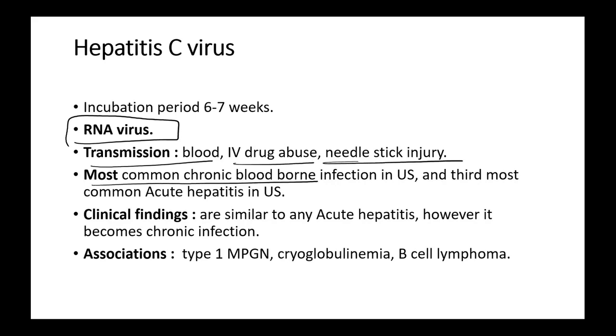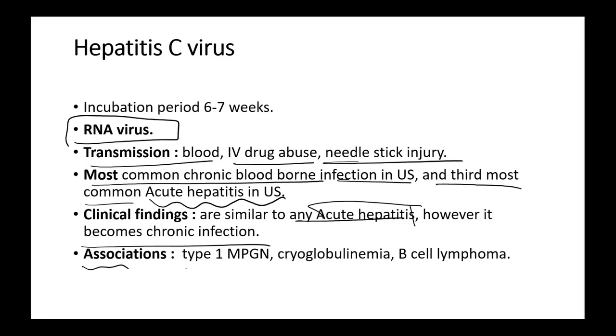It is the most common chronic blood-borne infection in the US, and the third most common cause of acute hepatitis virus in the US. Findings are similar to acute hepatitis, however it can become chronic. It is associated with type 1 membranoproliferative glomerulonephritis. It is also associated with cryoglobulinemia and B-cell lymphoma. Membranoproliferative glomerulonephritis we'll discuss when we discuss renal.